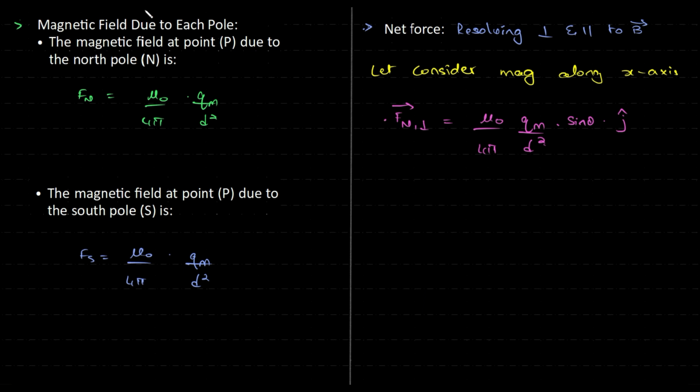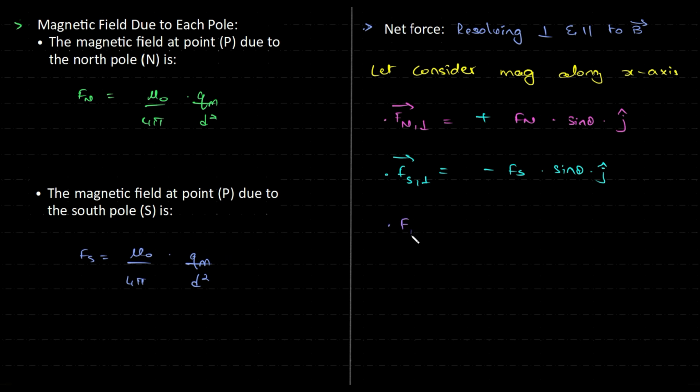Or let me write this, actually, this is too much to write. Let me reduce it for you guys. This is Fn sine theta. While your Fs perpendicular, so you can see that they are opposite. So this is positive and this is negative, sine theta j cap. And Fn and Fs are equal in terms of magnitude, as you can see. So these two will cancel.